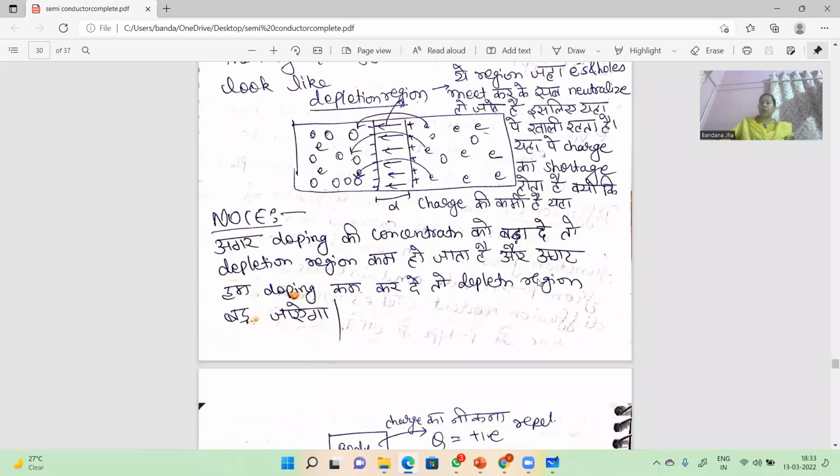If we increase the concentration of doping, concentration means if we apply more doping, what is it? If we are applying more dopant, it is an impurity, and an impurity semiconductor is known as what? Extrinsic semiconductor. And a pure semiconductor is known as what? Intrinsic semiconductor, where we have not applied any impurity.